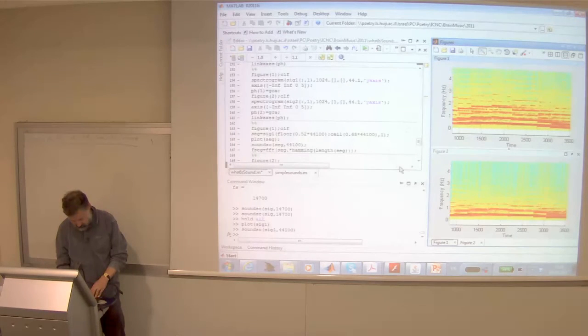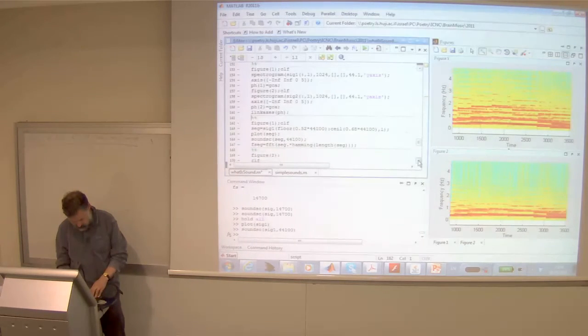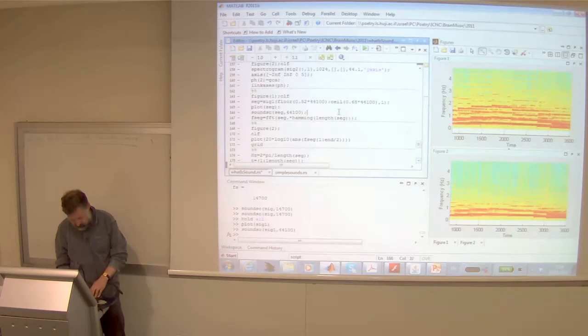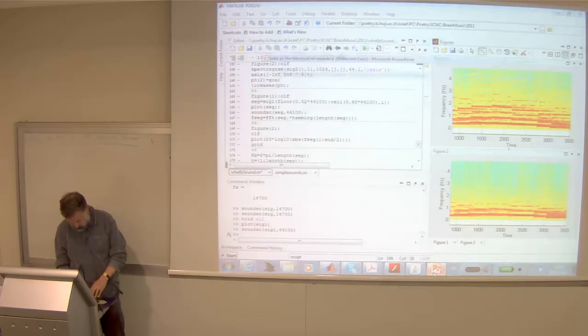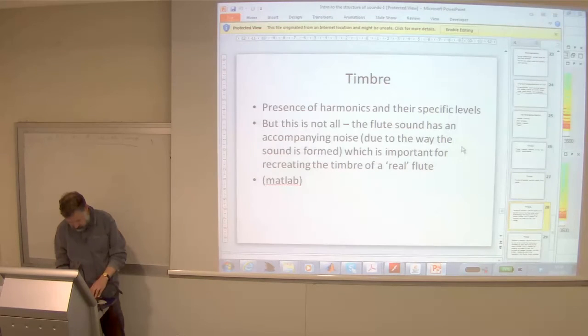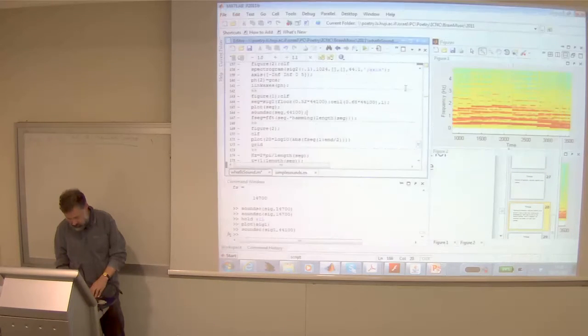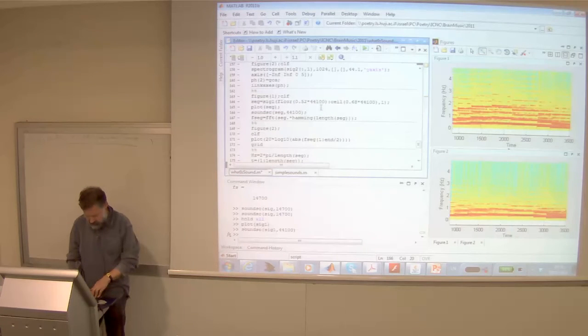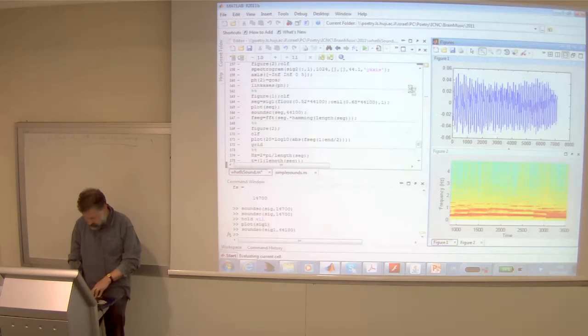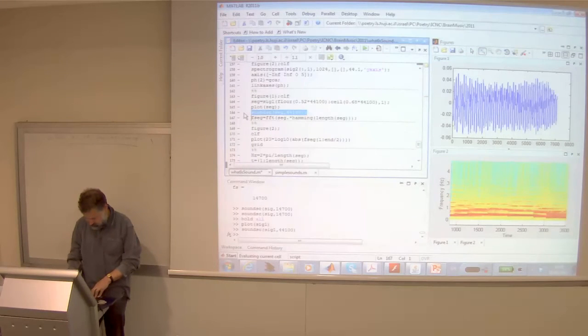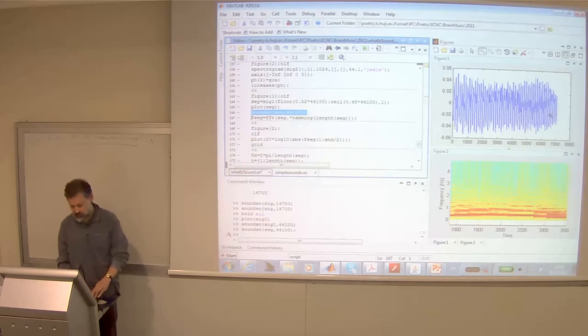Now, this is not all. What I want to do now is to show you that the harmonics by themselves are not enough to fully create the timbre of a sound. For that purpose, I took a small piece of the flute, just the first long note, and I'm going to create it from harmonics. I'm going to do the exercise of actually constructing this from harmonics, and then we look at the result of the construction and compare it with the original to see what's left.